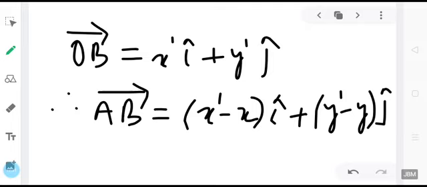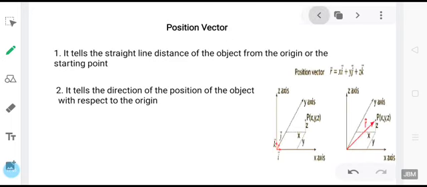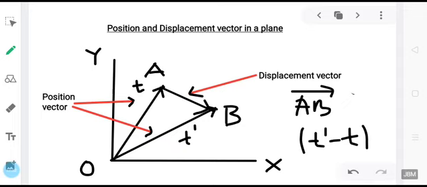Both the position vector and the displacement vector that have been described above are examples of vectors in a plane or in two dimensions. Now it is important to note that in case of position vector and displacement vector, both the tail and head have definite meanings. Let us go back to the diagram so that it becomes pretty much clear to you. So as I was saying, it is important to note that in case of position vector and displacement vector, both the tail and head have definite meanings.